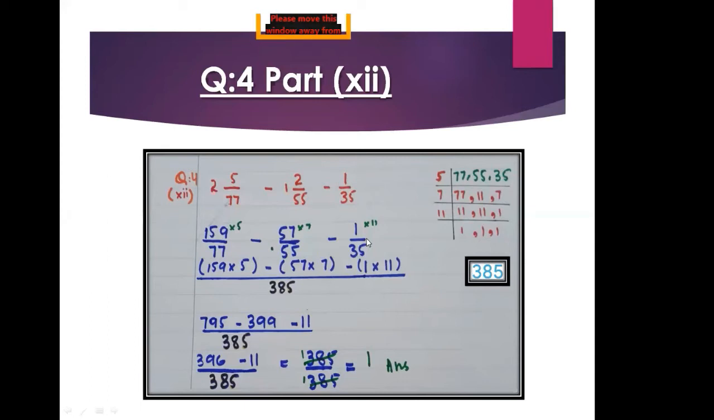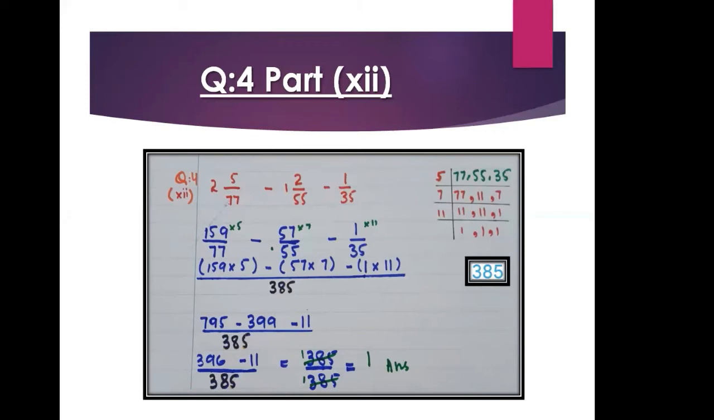Now, we will follow the same steps which we have done in the previous question. What are the steps? You can see that these are unlike fractions because the denominators of all the fractions are different: 77, 55, 35. So this is our case number 2, unlike fractions.